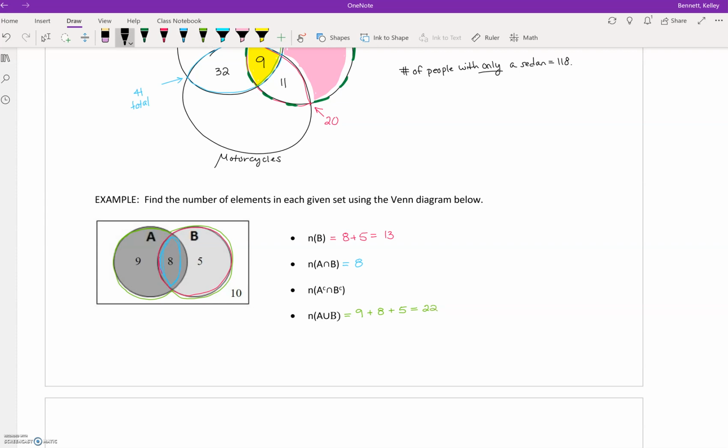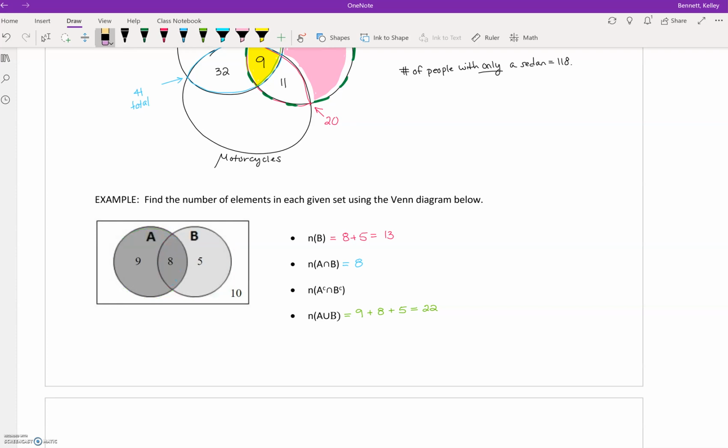And then the last one they're asking for is the number of elements that are not in A and not in B. So there are 4 places to be in this set, right? You can be in the outside, you can be in only B, you can be in A and B, or you can be in just A. So let's start with not A. Let's find all the places that are not A.